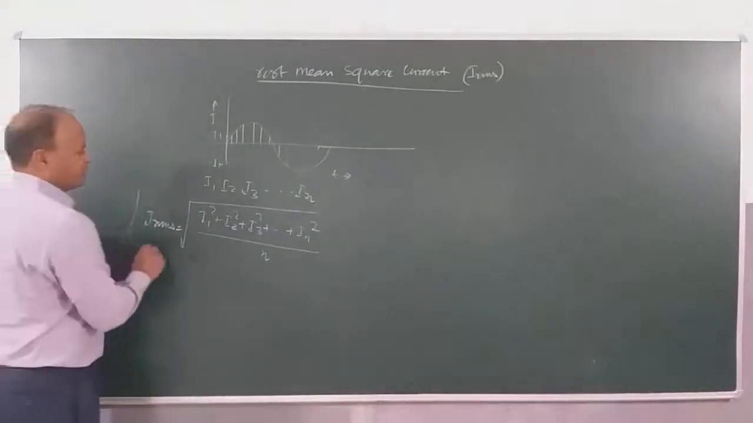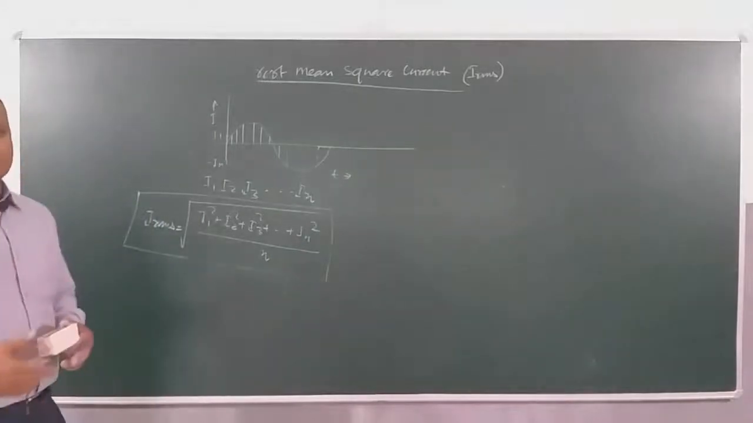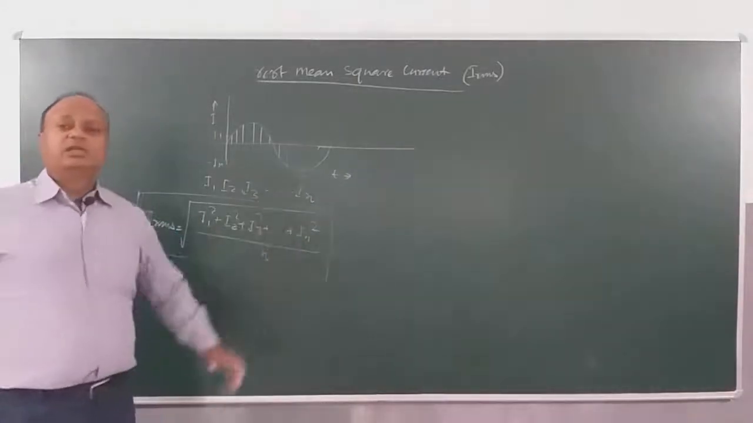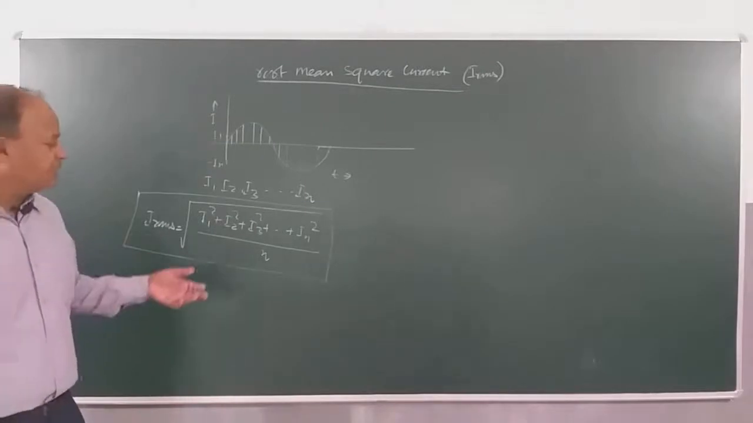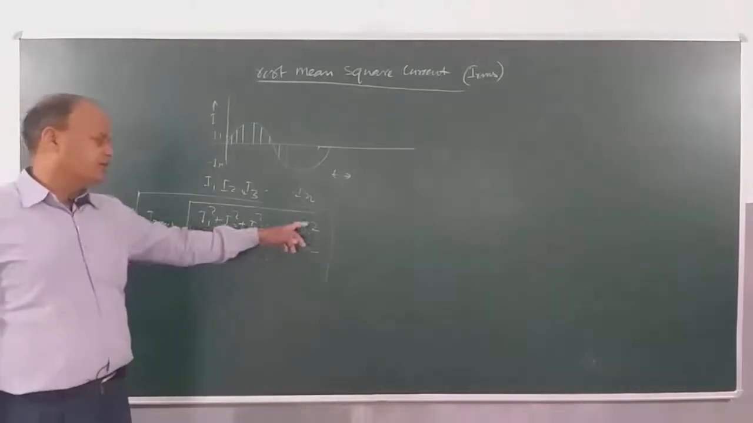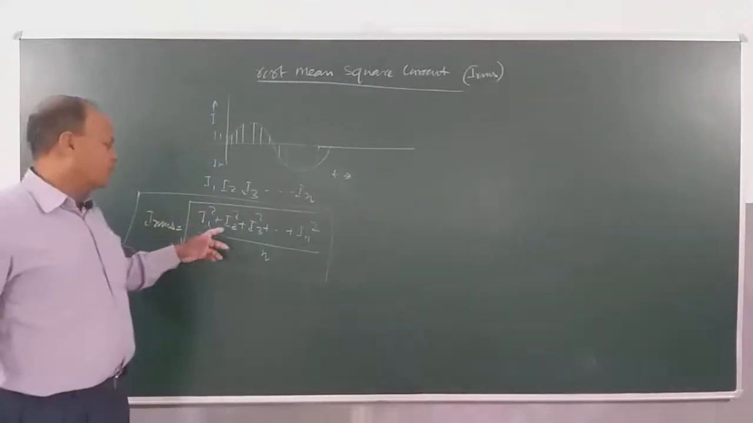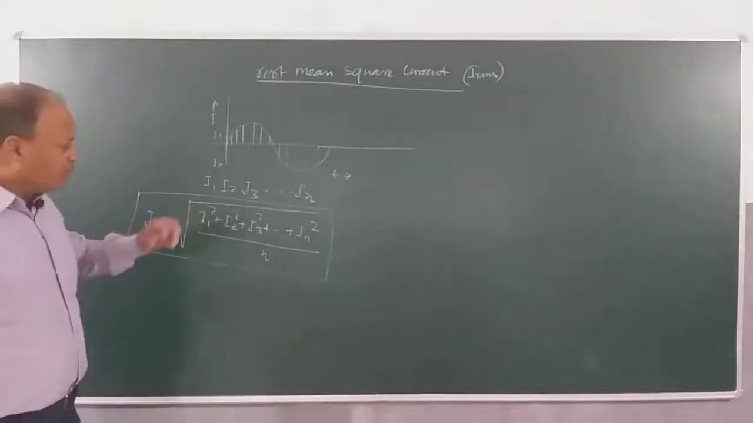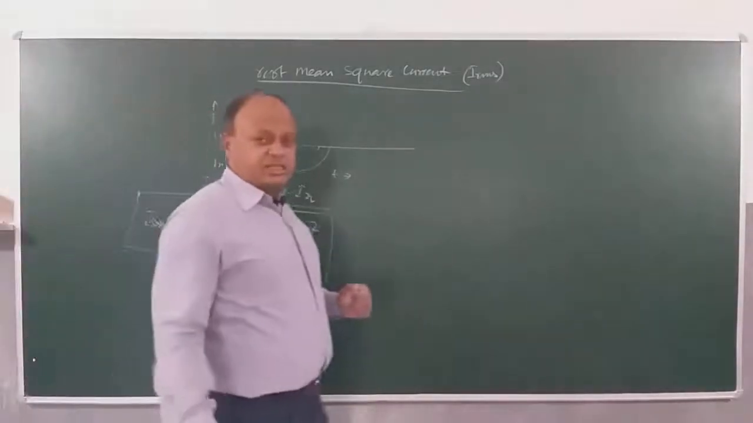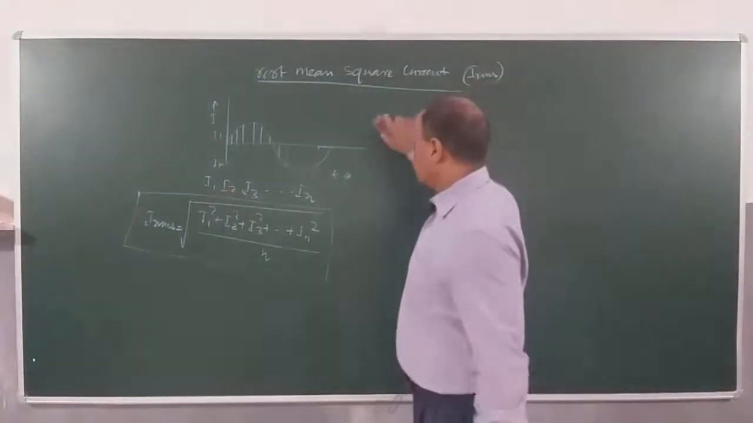So RMS current is nothing but what? The square root of the mean of the squares of all the currents. If 10 currents are there, then I1 square, I2 square up to I10 square, divided by 10. If there are 3 currents, then I1 square plus I2 square plus I3 square, depending on how many currents are given to you, right? Now, this definition is beautifully related in physics.